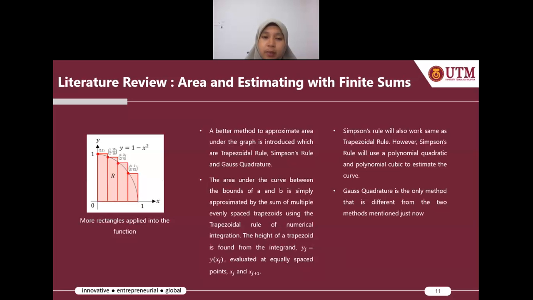Besides that, Simpson's rule works the same as the trapezoidal rule. However, Simpson's rule uses a quadratic or cubic polynomial to estimate the curve. We also have another method, which is Gauss quadrature, where this method is very different from the two methods, and we will discuss it more in the next chapter.